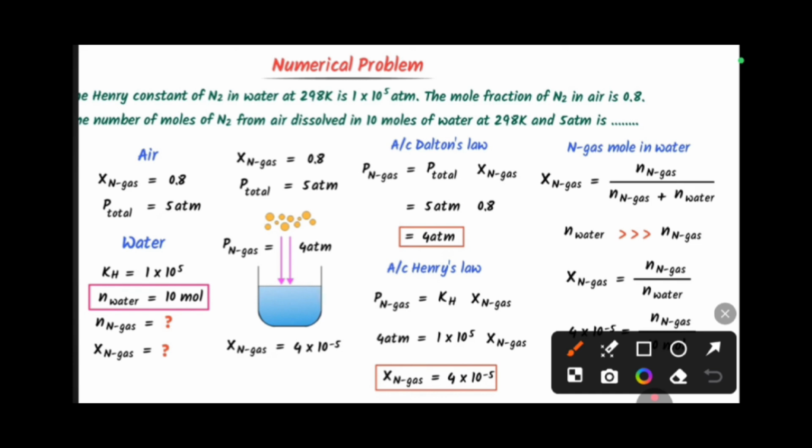Numericals for Henry's law you can also find in boards, and it is very, very important. Take much care about that.